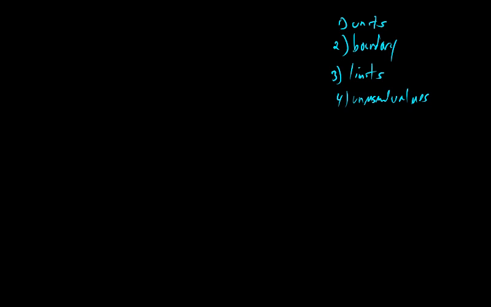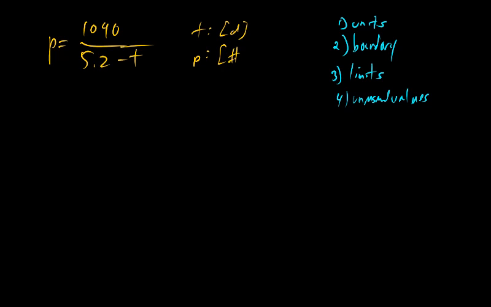And so let's try to apply it to another. Let's imagine another population model, and I'm going to use the following one. P is equal to 1040 over 5.2 minus t. Okay, and again, t is in, let's say, days, and population is in some kind of number. All right. And we can ask what the constants would have to be.